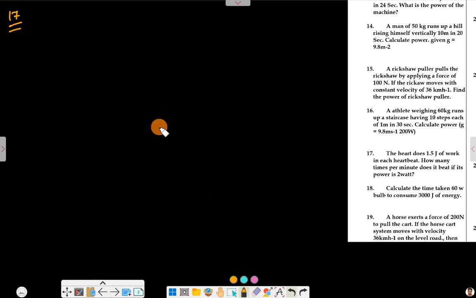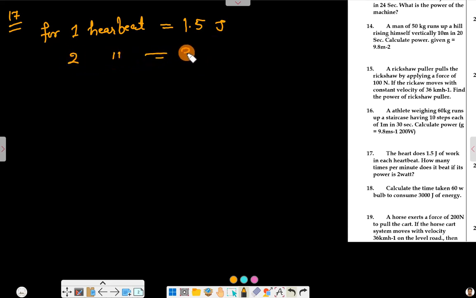So in the question it is mentioned that the heart takes 1.5 joule of work in each heartbeat. So we can say that for one heartbeat, the heart requires 1.5 joule of energy. From this you can say for two heartbeats, the heart requires 3 joule of energy. 1.5 into 2 is equal to 3 joule.